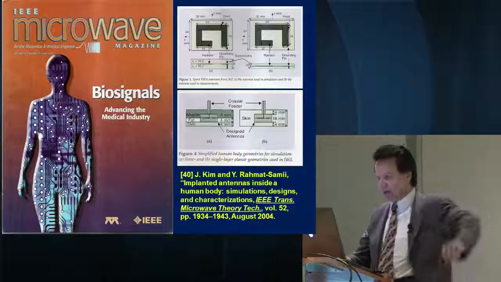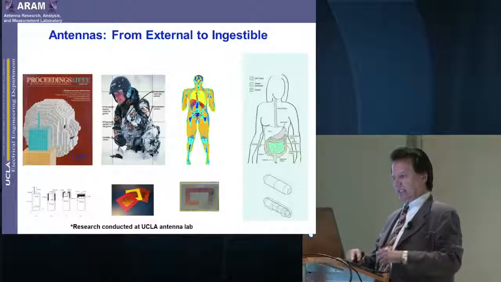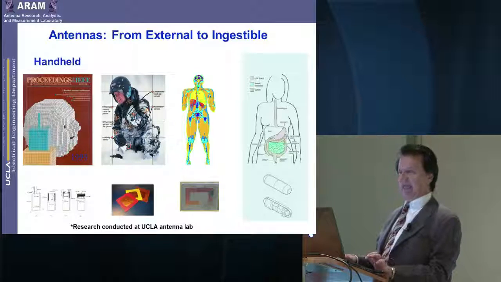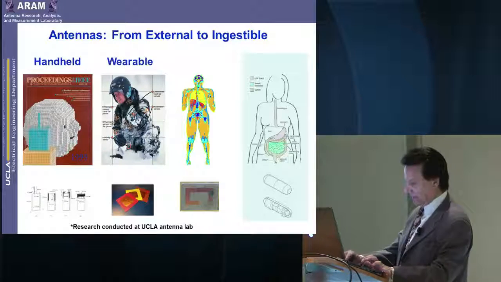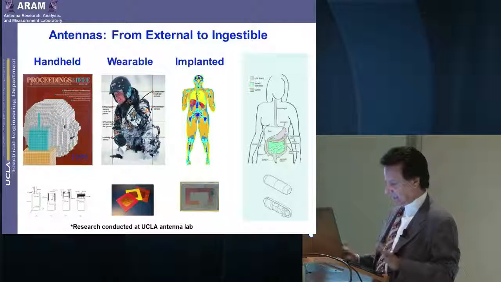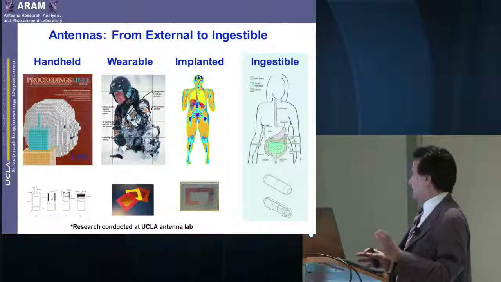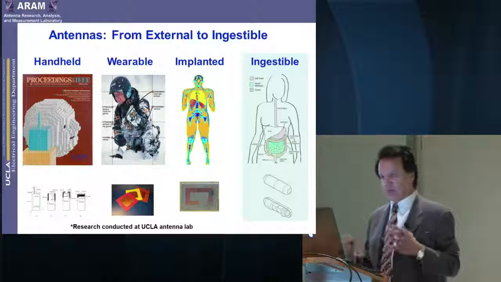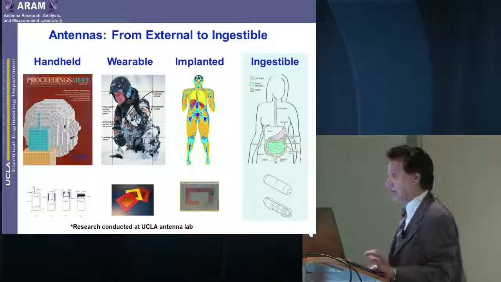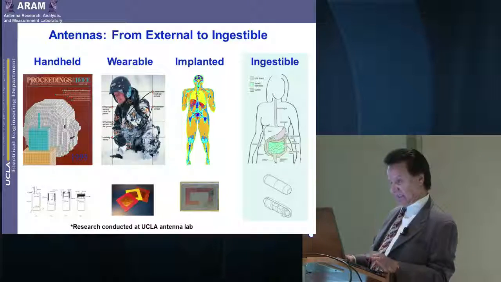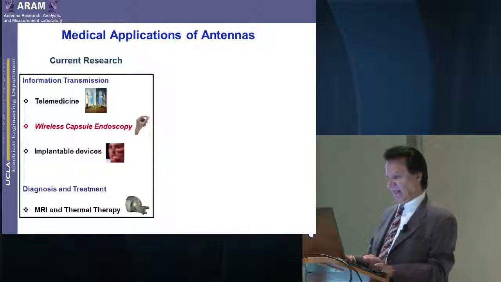All right, very good. So let's see what will be the next evolution. We are evolving. We did the handheld, we had the wearable, we have evolved to implanted. What is next? The only thing left is ingestible. Can we really eat our antenna and have it communicate with the outside world to do diagnostics and also some other interesting performance? I want to say a few words about that.